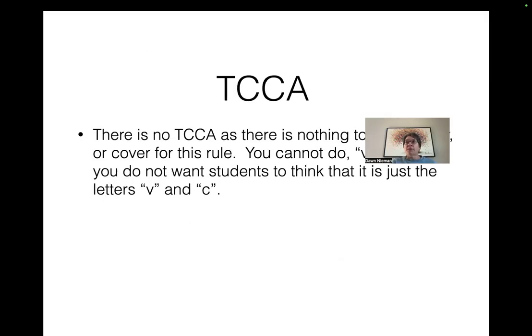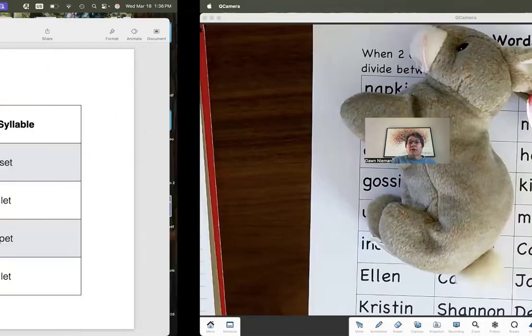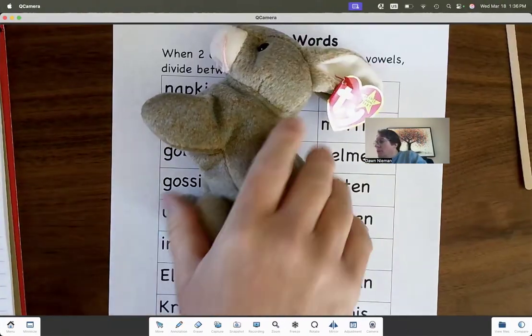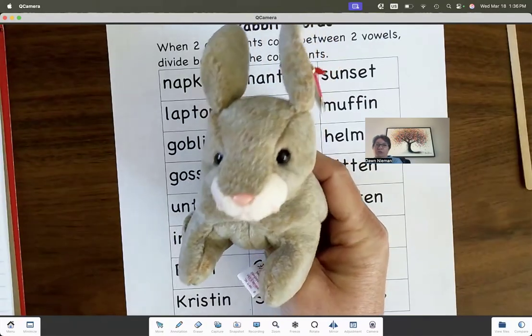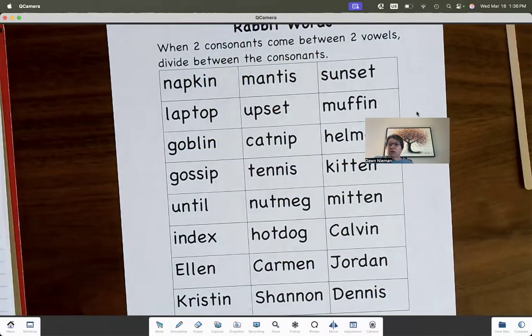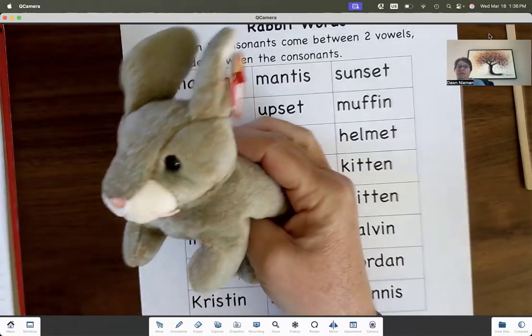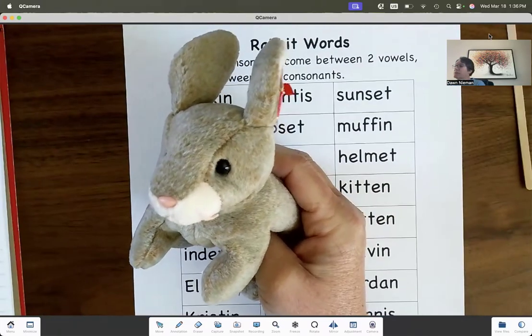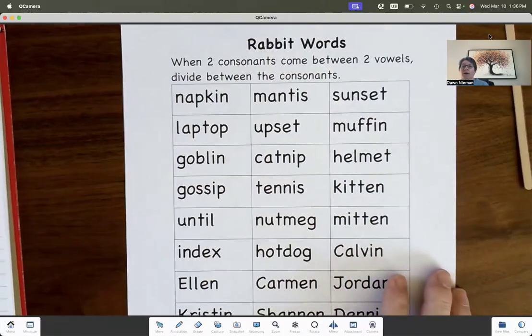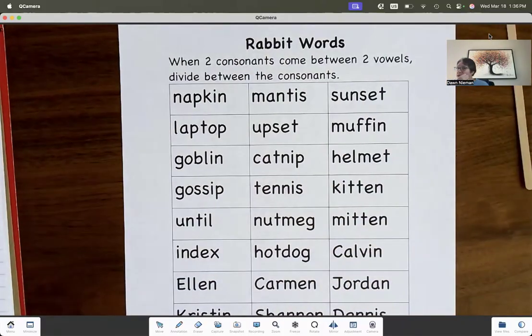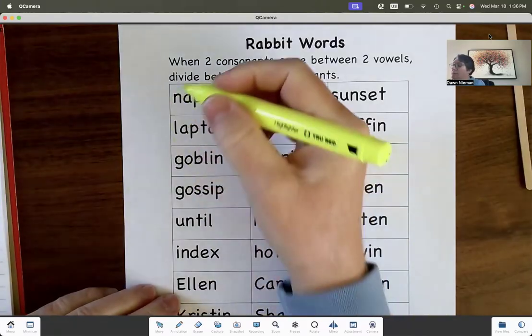Now, there's not going to be a trace copy cover for this because you're not going to be able to go VCCV. You also don't want your students to think that rabbit words are just the letters V and C. So let's take a look at, first of all, you can definitely have a picture or some three-dimensional object that is a rabbit to make it memorable for your students. And there are a variety of ways to get them started with dividing these words into syllables.